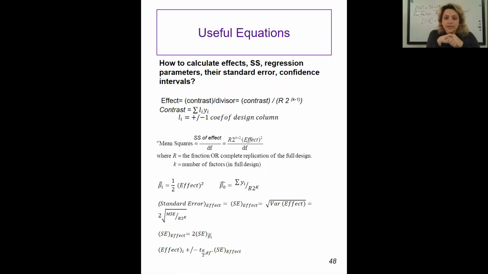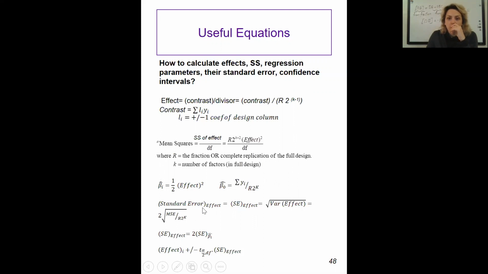Then for the parameters, we said that beta null is the average, right? R times 2 power K is going to give you the number of runs that we would have. The sum of Yi is whatever responses you have, added and divided by the number of runs. And for beta, it's whatever effect you got, divided by 2.